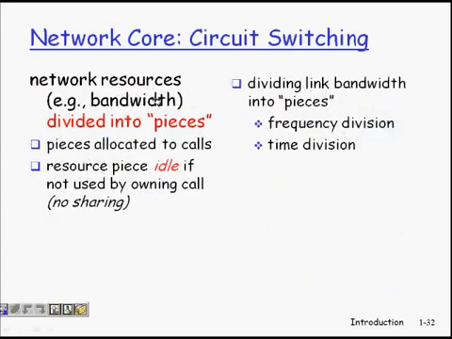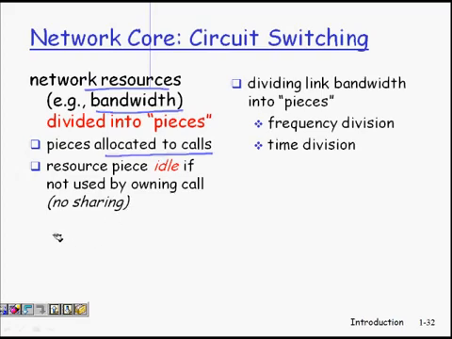Now, we have network resources, for example bandwidth. Your link will have some bandwidth, and I will give a fixed piece of that bandwidth to a particular circuit, a particular telephone call. Pieces are allocated to calls, and if a resource piece is not being used, it remains idle. There is no sharing, so that's not good in fact.